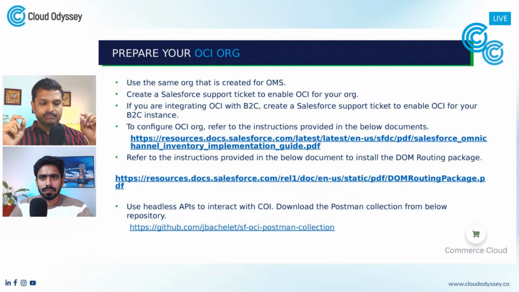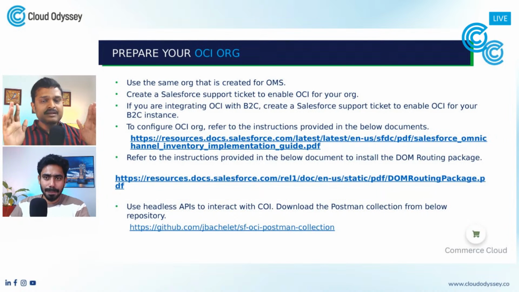We have provided some PDF files here, which you will need to follow to configure the OCI in your org. If you are using OMS, make sure you are using the same org for OCI as well. Don't use a different org, that will make things complicated. We have also provided one DOM routing package, the distributed order management package. It is a managed package and you will need to install it. It will give you a lot of flows, which will take care of routing these items to the individual locations from the location groups.